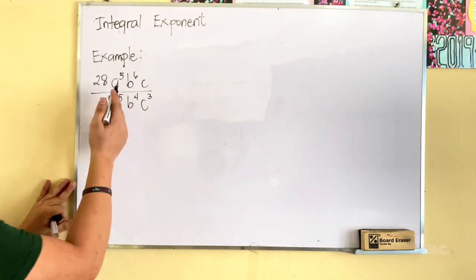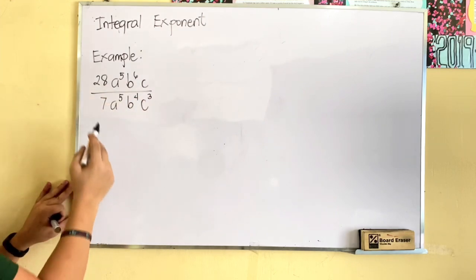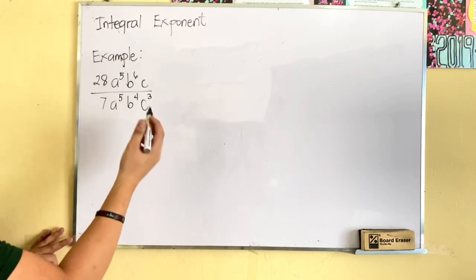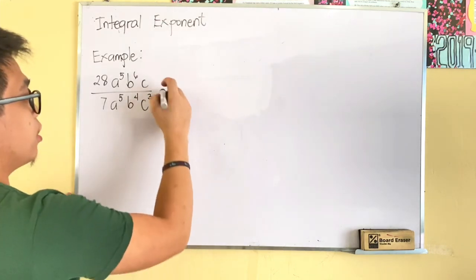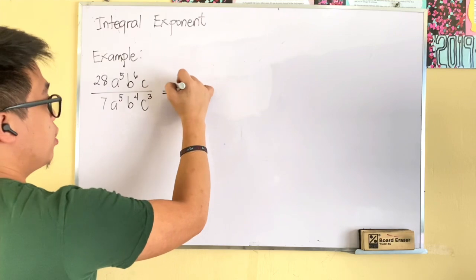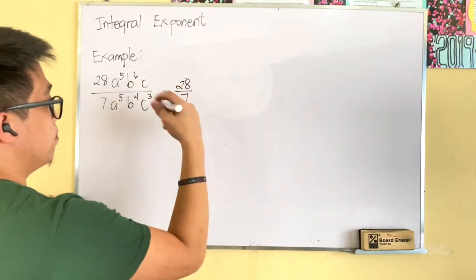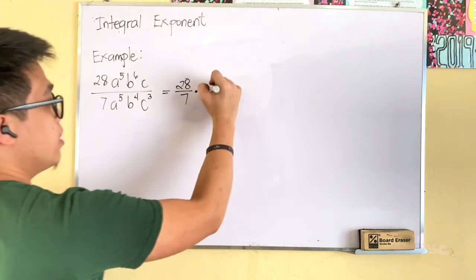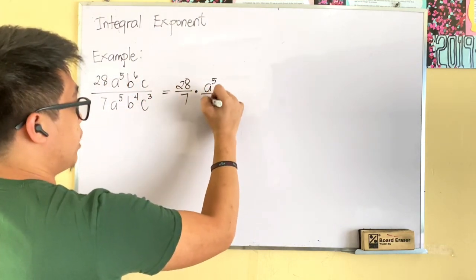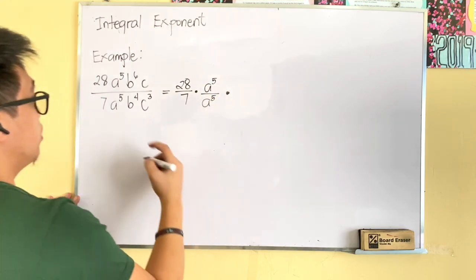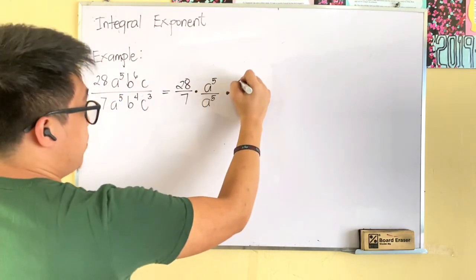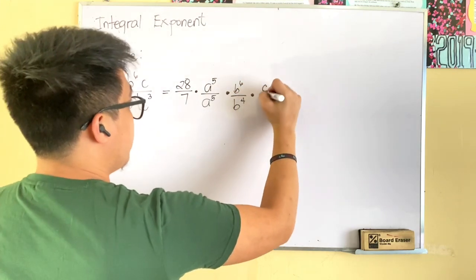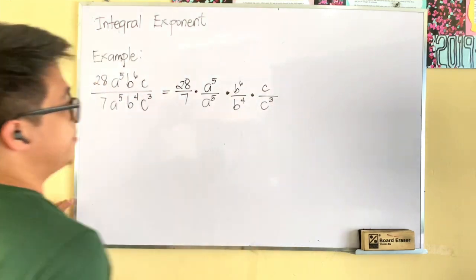Another one. Okay, let us try to answer this expression. So, 28 a raised to 5, b raised to 6, c, all over or divided by 7, a raised to 5, b raised to 4, c cubed. We can break it down as 28 over 7, both numerical values, times a raised to 5 over a raised to 5, times b raised to 6 over b raised to 4, times c all over c cubed.